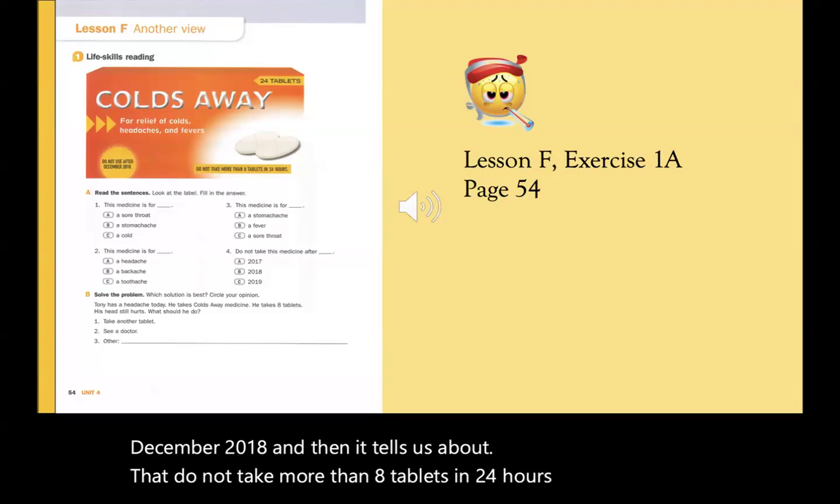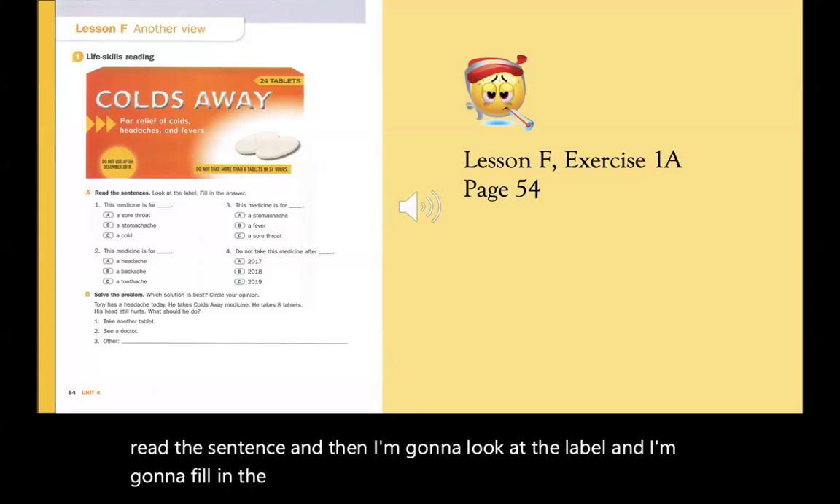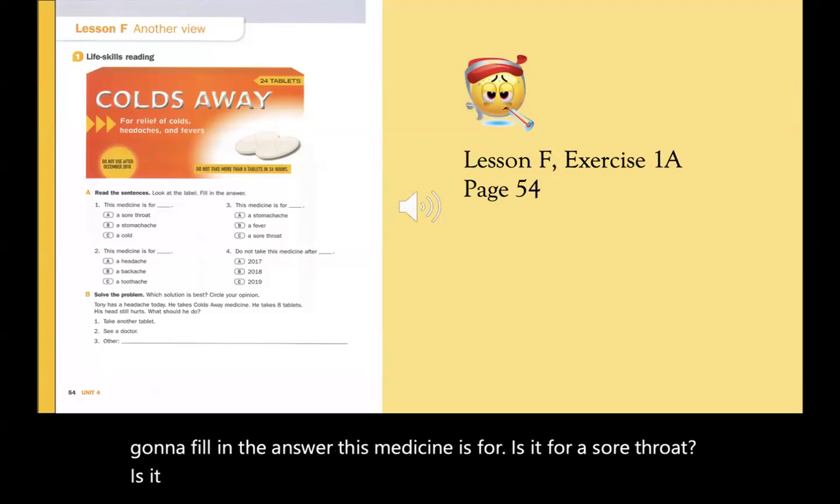Okay, so I'm going to read the sentence and then I'm going to look at the label and fill in the answer. This medicine, is it for a sore throat? Is it for a stomach ache? Is it for a cold? Which one of those 3?